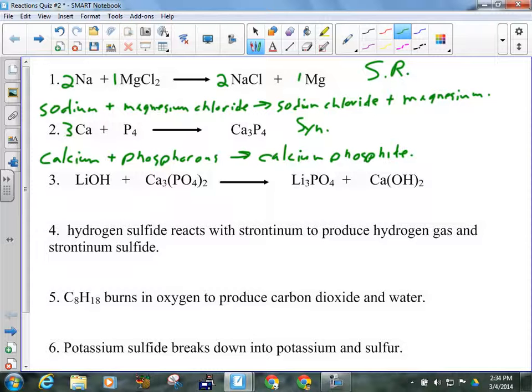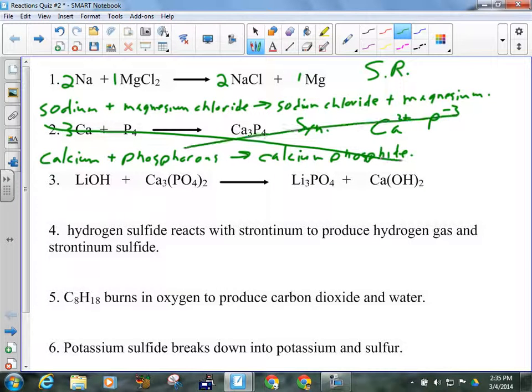Now, is there a problem with the way that Ca3P4 is written? Did anyone notice the mistake on the quiz? Okay, nobody said anything, right? But it should be Ca3P2. Look at this. Ca is 2 plus. Phosphorus is 3 minus. What should that compound read? Ca3P2. Okay, nobody knows the mistake. We are omitting number 2 because it had a mistake in it.